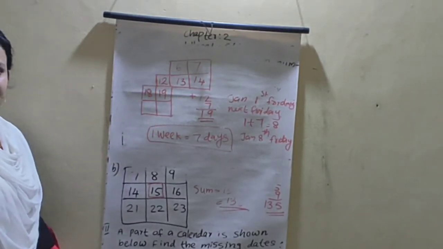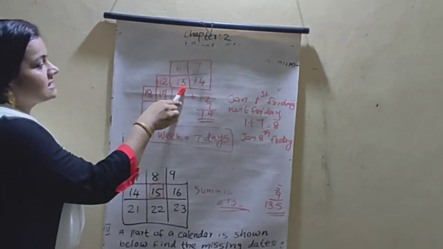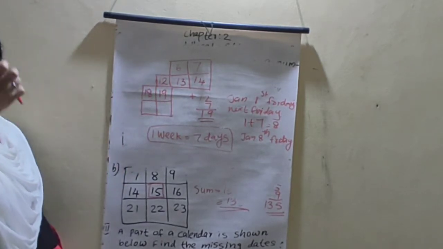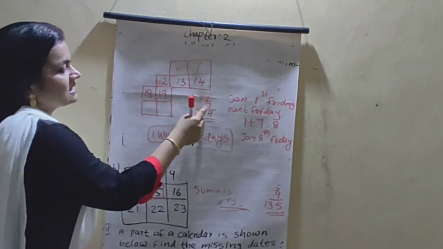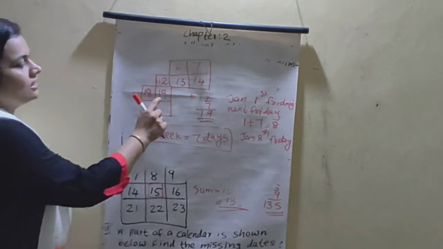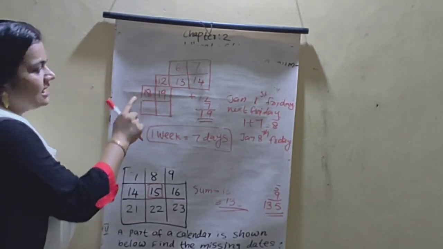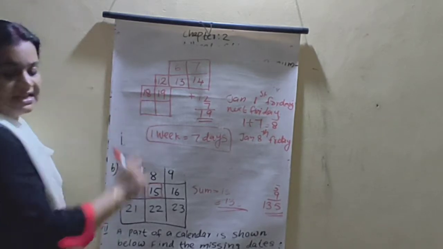Understood how to find out the missing dates. First of all, you draw one additional column here. Then just before 13, 12 is right here. Then 12 plus 7 equal to 19. Okay, we got 19 here. Then just before 19, 18.